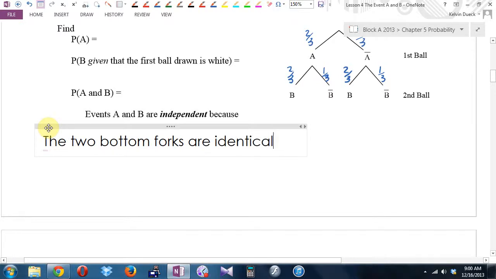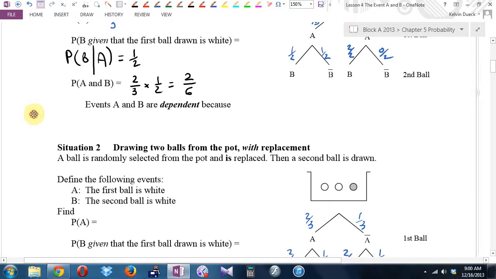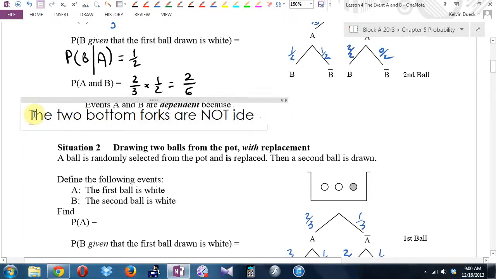I know two events are independent because the odds of the first one happening didn't change whether or not the second one occurred. Up here, events A and B are dependent because the two bottom forks are not identical. That's not the math definition. That's Mr. Dueck's handy dandy definition, when I'm doing a tree, I can glance at it and figure it out very quickly.